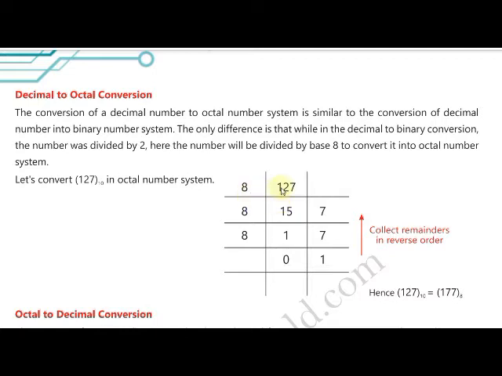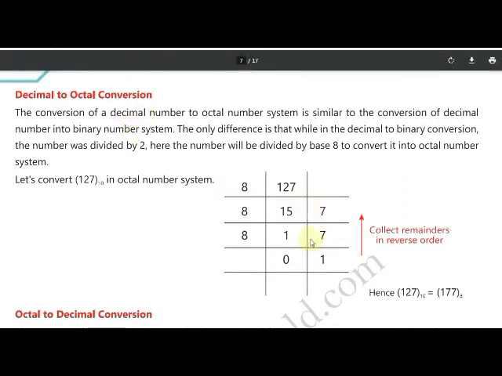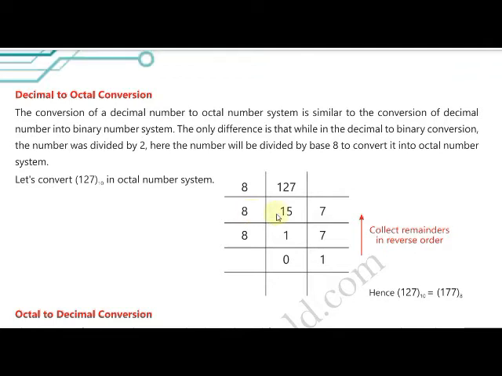So 127 divided by 8. After dividing this dividend by 8 as the divisor, you will get 15 as the quotient and 7 as the remainder. So here we got the last digit for octal. Then next, we have to divide the quotient. The quotient is 15. It is not less than 8, so again we have to divide this quotient by 8. 15 divided by 8, what will be the quotient? It is 1, and the remainder is 7. Here we got the second last digit for the octal number.